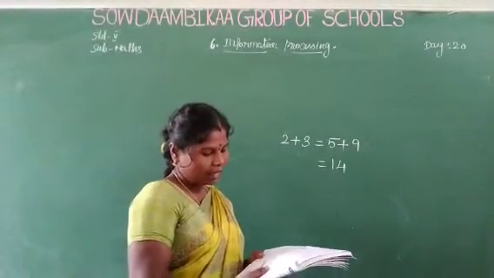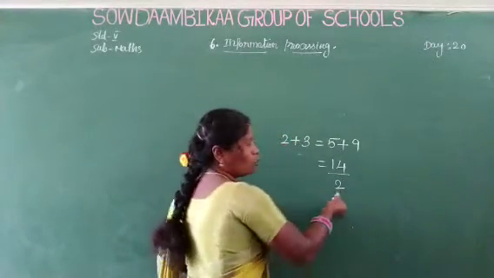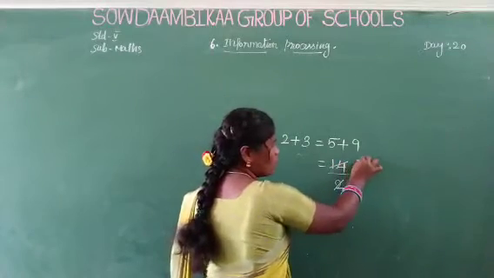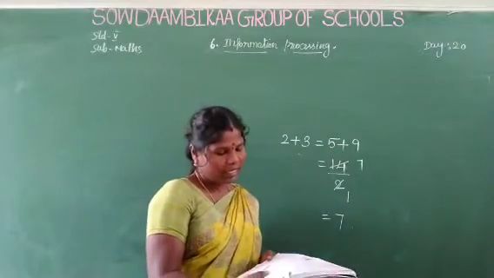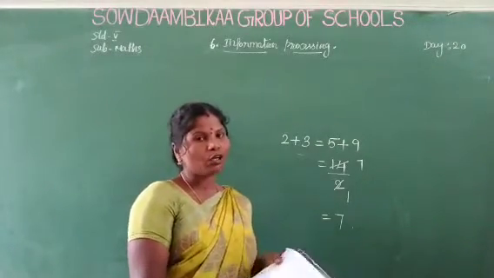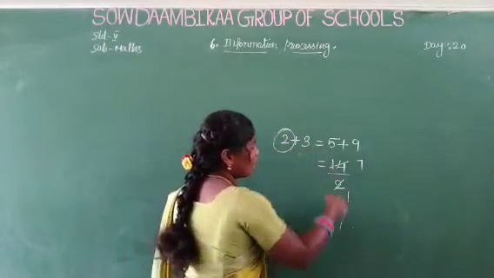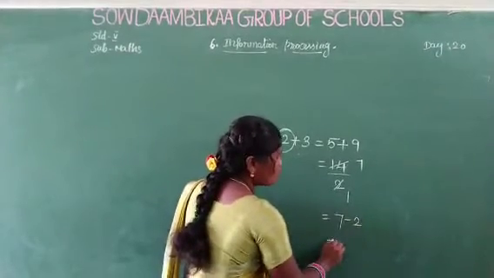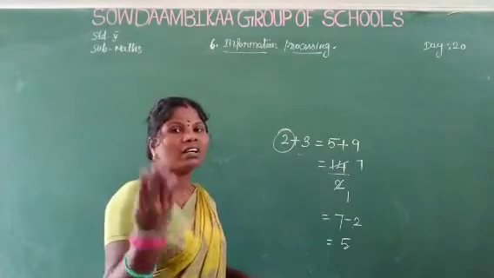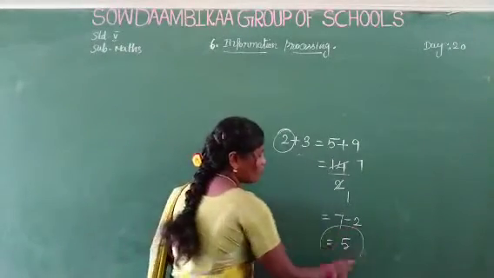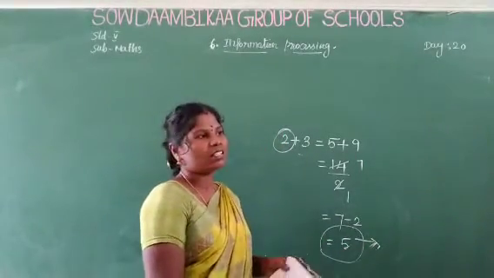You write it. Next, divide by 2. 1 twos are 2, 7 twos are 14. So my answer is 7. Next, subtract the assumed number. My assumed number is 2, so 7 minus 2. The answer is 5. So your answer is also 5. This is not my answer alone, your answer is also 5. This is a small game.